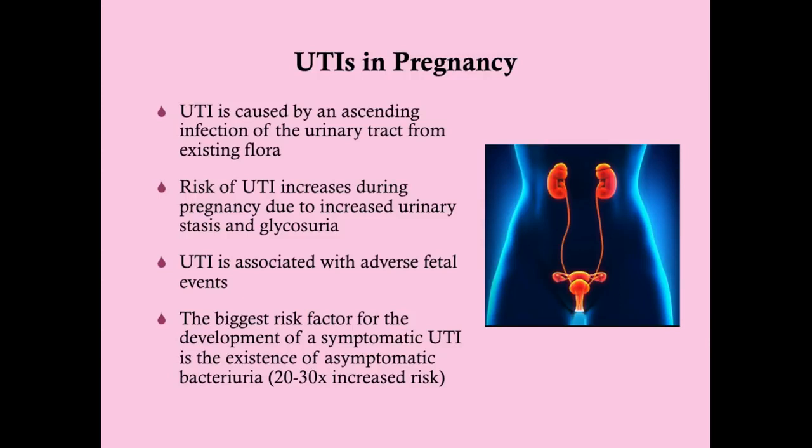We also know there's a certain degree of glycosuria, and what does bacteria like to eat? It likes to eat glucose. So if there's more glucose in the urine, bacteria are going to proliferate. And so those 2 things together raise the risk of UTI in pregnancy.